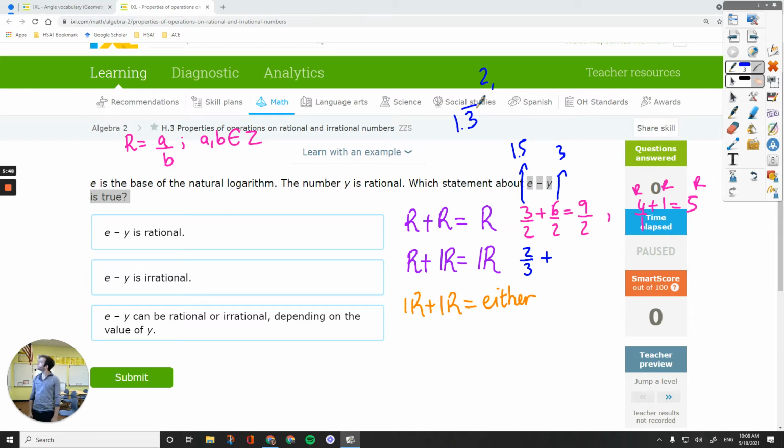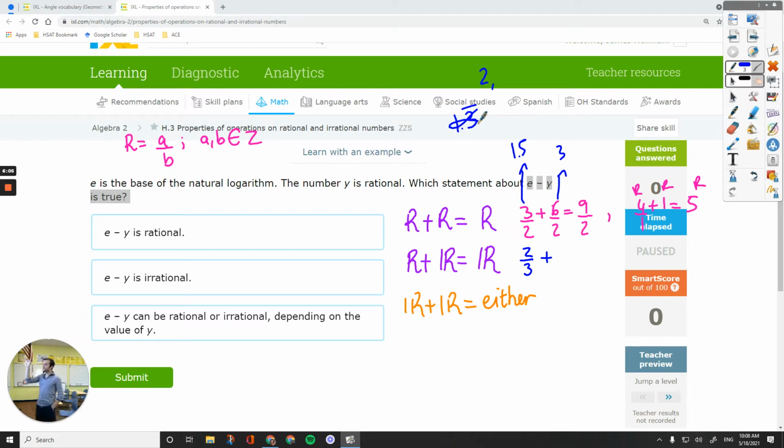Let me see. You can write that as a fraction. So basically, when the number goes on forever with a random pattern, it's irrational because you cannot write it as a fraction.